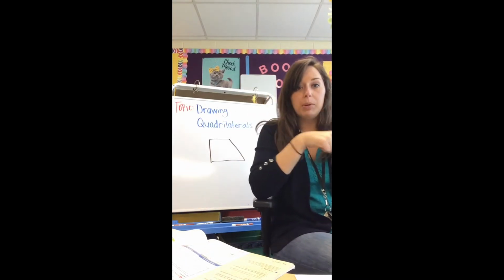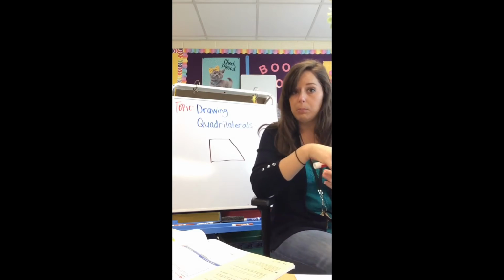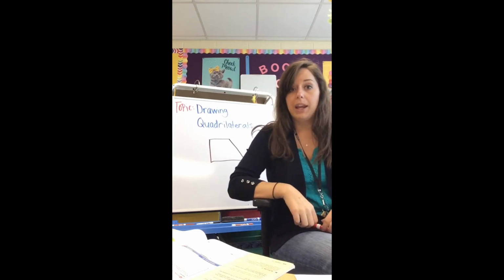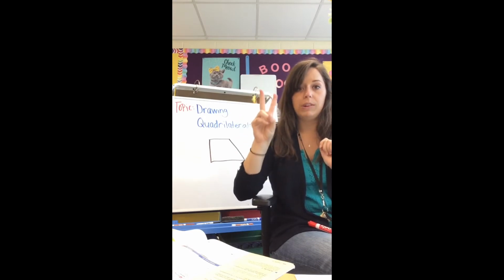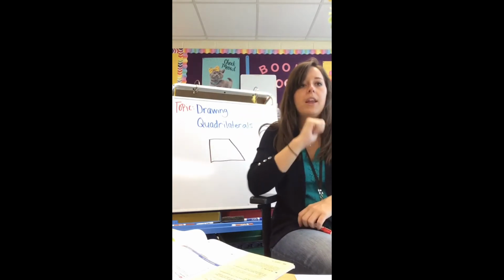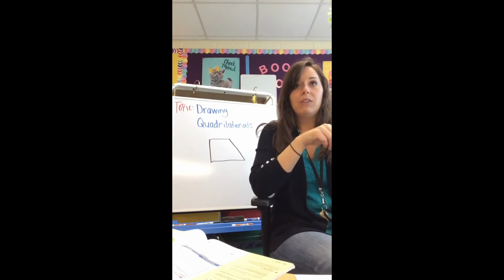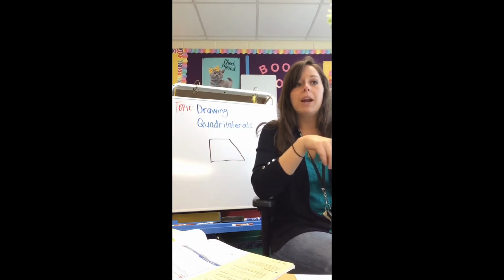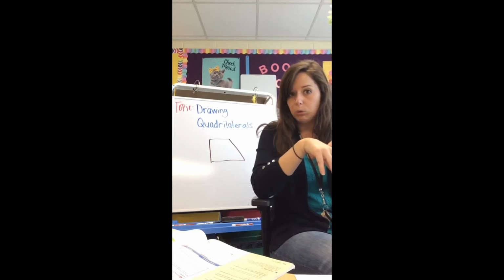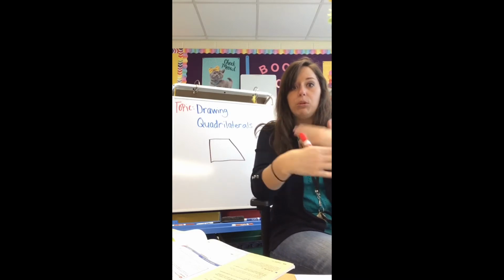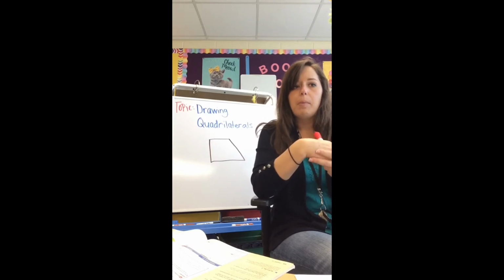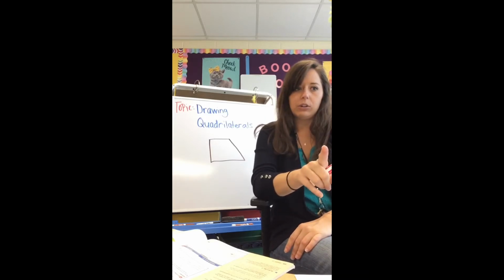So today's topic is drawing quadrilaterals. You already learned how to classify quadrilaterals by the number of parallel pairs. Remember, a pair is two, a set of two. We've talked about classifying by the parallel pairs, by the number of sides that are equal length, and by the number of right angles. That's going to help you classify your quadrilaterals. But how can you draw quadrilaterals?